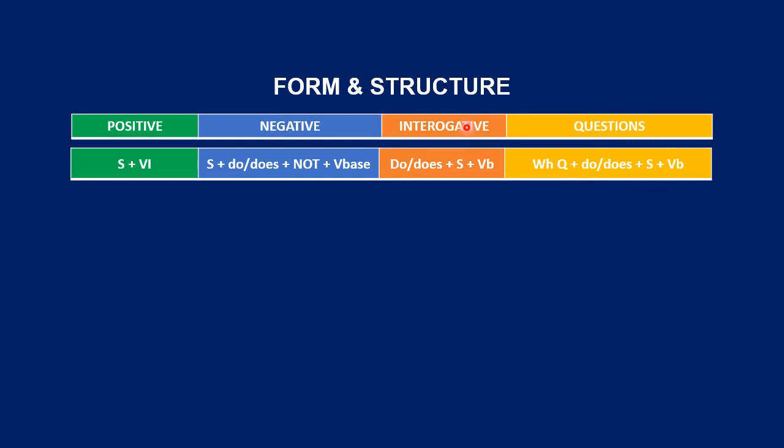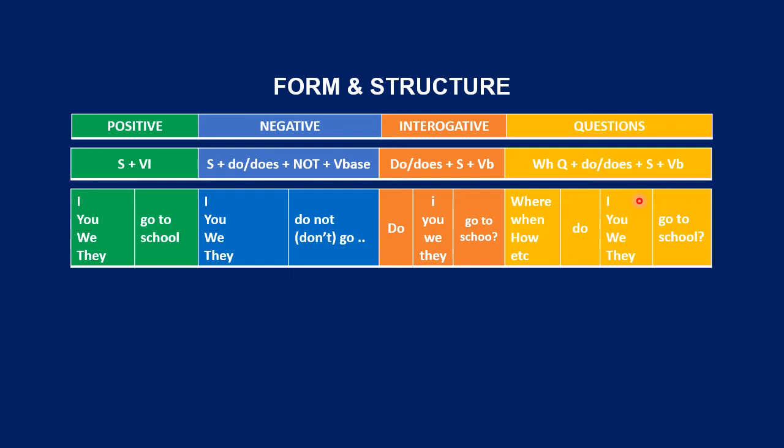Oke, berikutnya interrogatif itu formnya adalah do or does plus subject plus verb base. Kemudian questions itu question words-nya apa, when, where, what time, dan lain sebagainya, plus do or does plus subject plus verb base. Oke, kita lihat contohnya berikut ini. Ini contoh untuk subjek I, you, we, dan they. Ya. Subjek I, you, we, dan they itu plus kata kerja pertama, ya, tanpa s atau es.